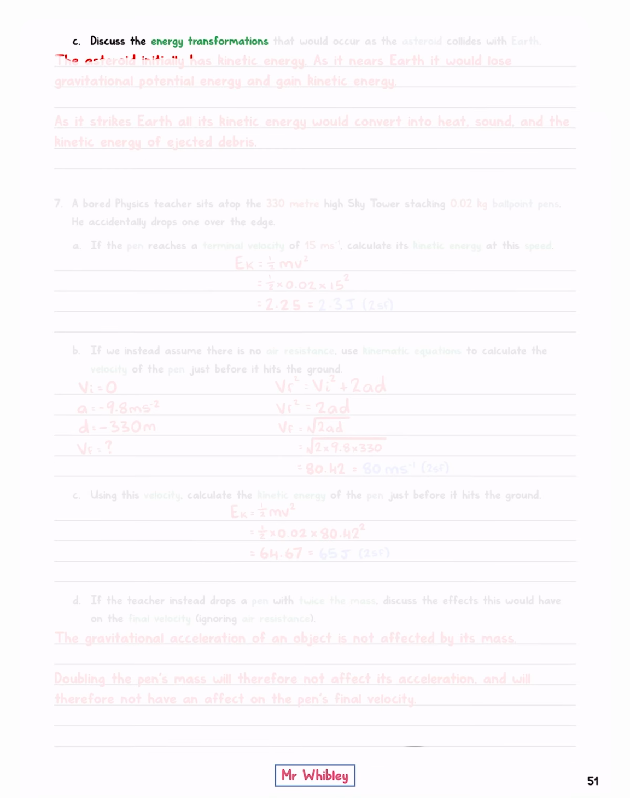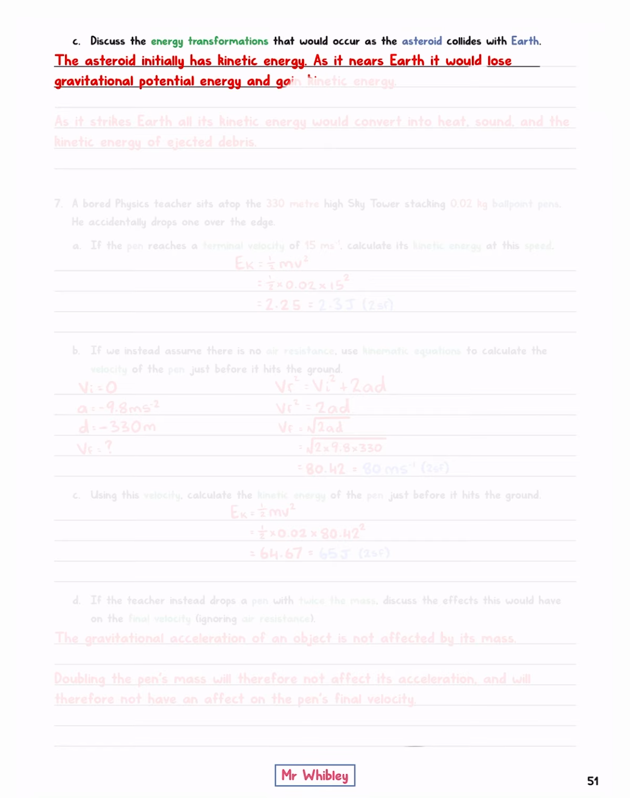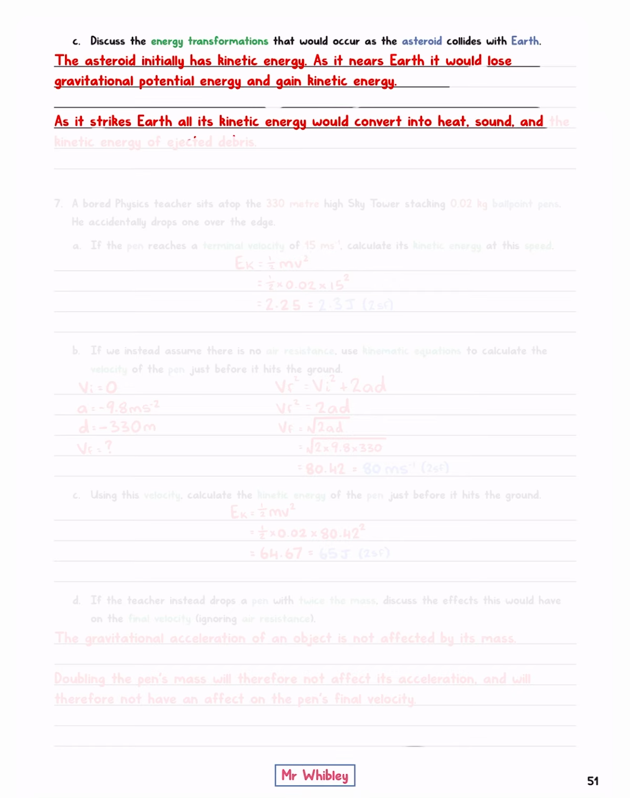Discuss the energy transformations that would occur as the asteroid collides with Earth. The asteroid initially has kinetic energy. As it nears Earth, it would lose gravitational potential energy and gain more kinetic energy. As it strikes Earth, all its kinetic energy would convert into heat, sound, and the kinetic energy of ejected debris.